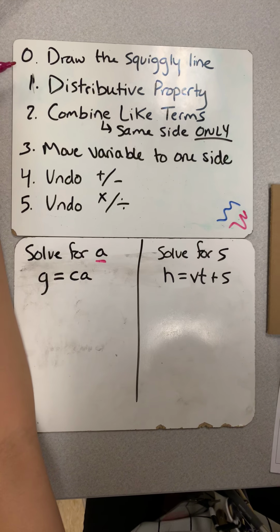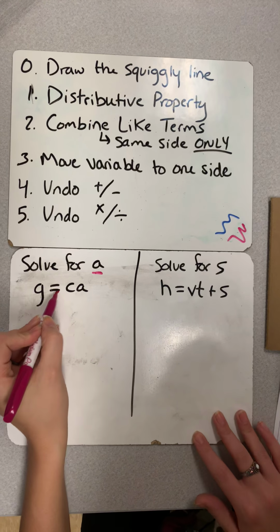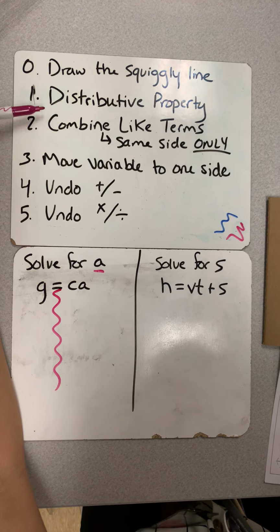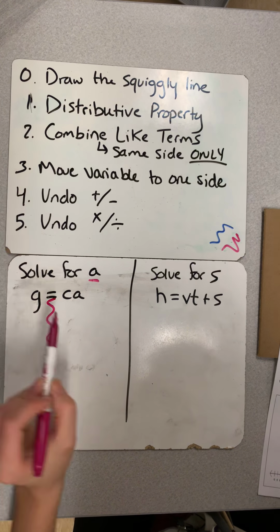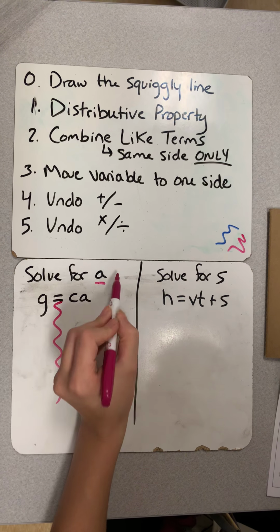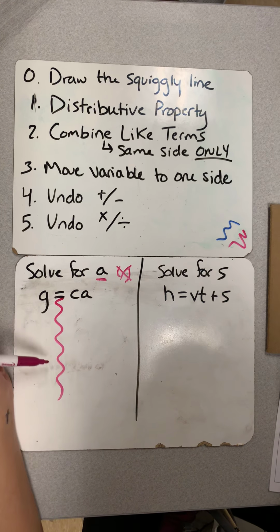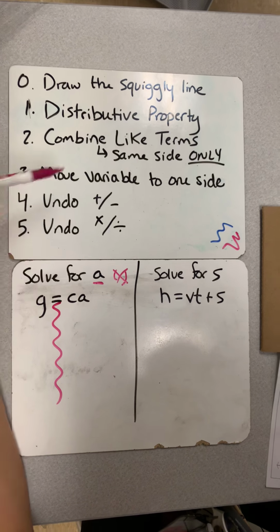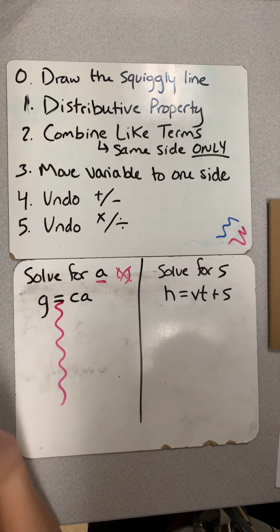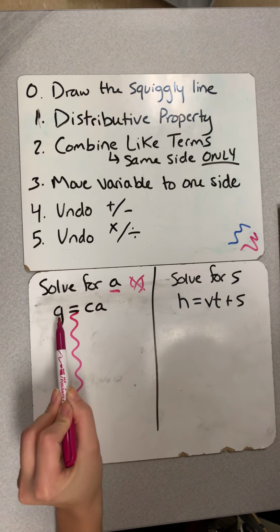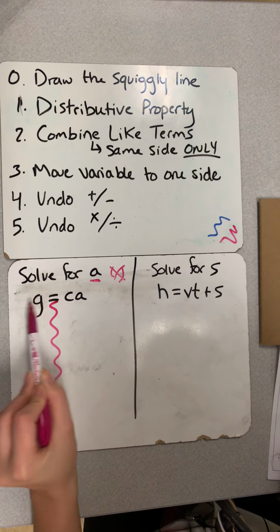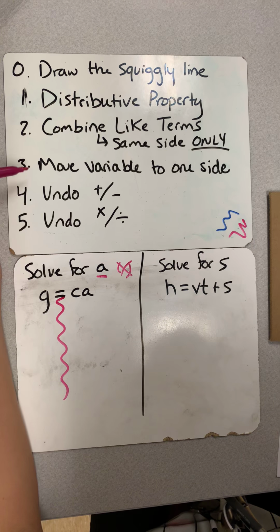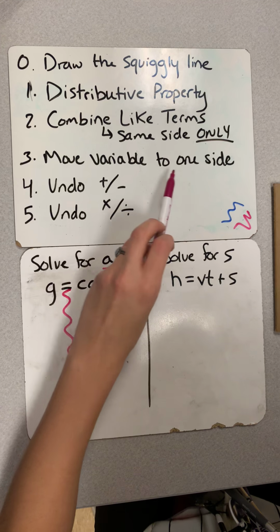So our first step is we're going to draw the squiggly line down from our equal sign, and then we're going to run through the rest of our steps. So next step says distributive property. But if I look at this equation, I'm seeing no parentheses, so we can just keep moving down our steps. So step number 2 is combine like terms on the same side only. However, all these terms, G, C, and A, are all different, so we cannot combine anything, especially on the same side only.